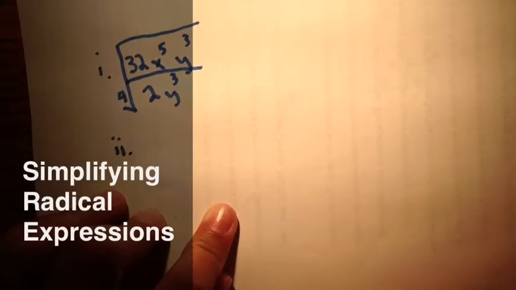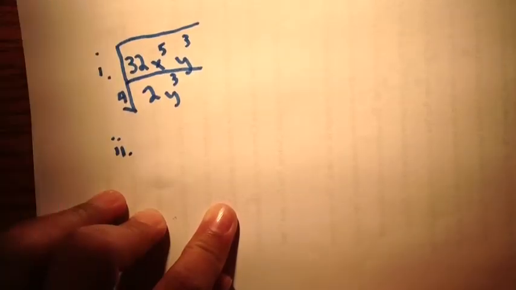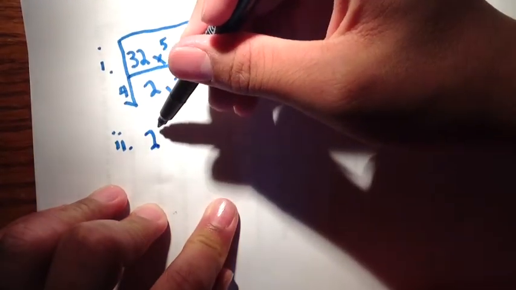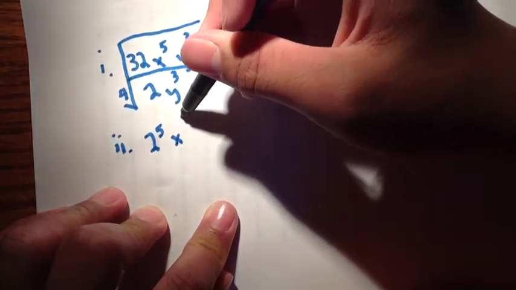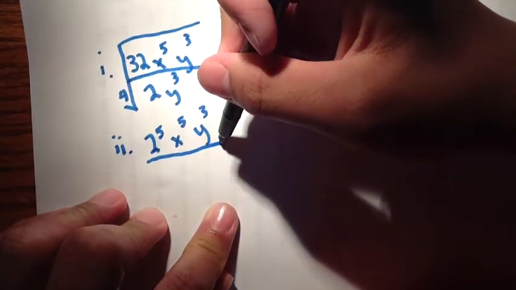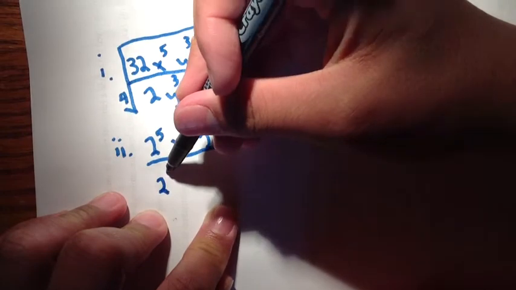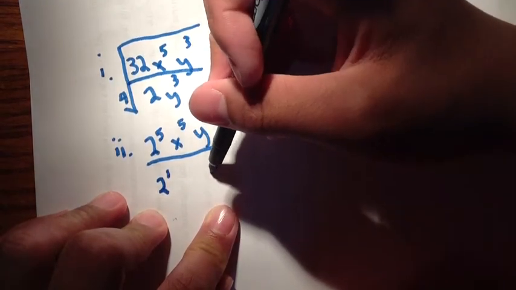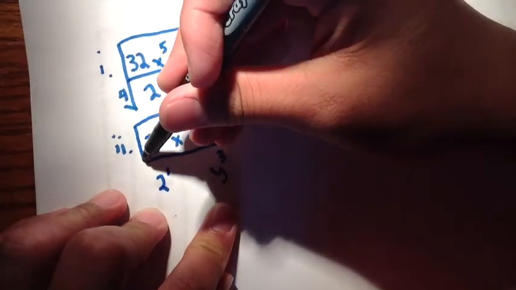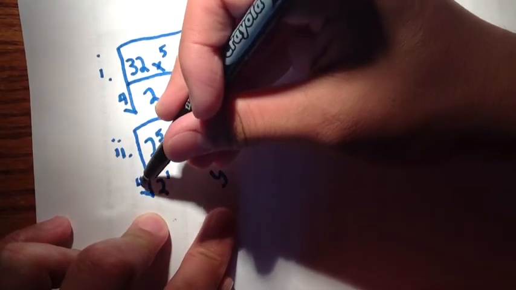This video is on simplifying radical expressions. The first thing you would do is to factor anything that can be factored, then line up each number or variable with the same bases. 32 would become 2 to the 5th. You can also write 2 as 2 to the 1st. Make sure you line it up with 2 to the 5th on the top because they have the same bases. And line up y to the 3rd with y to the 3rd on top.